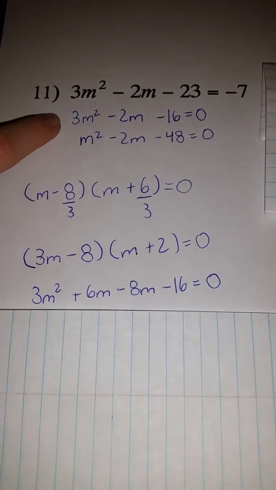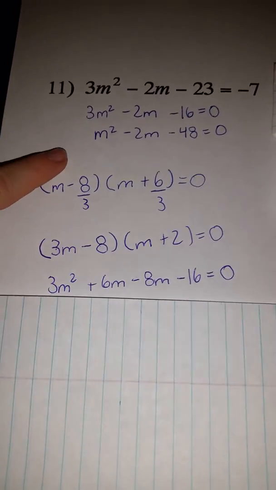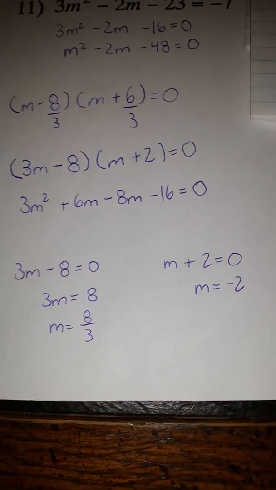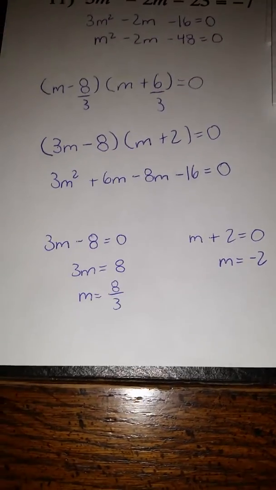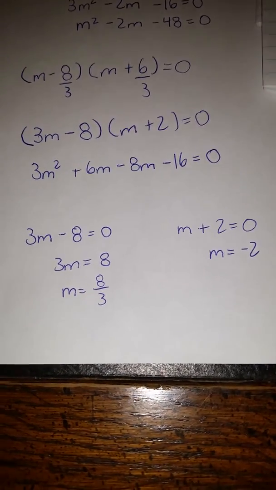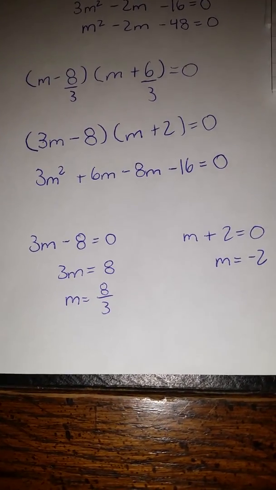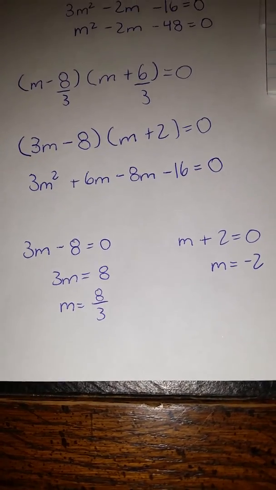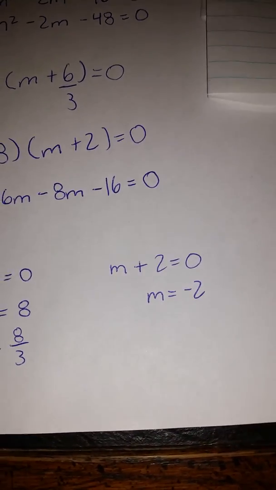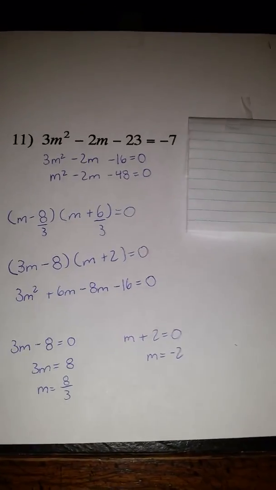So then you know, since they match up, because if you add 6 minus 8, that gets you the negative 2. So they match. Now if we were to solve it and put both the parentheses equal to 0, you would get 3m minus 8 equals 0. You'd have to add the 8 to the other side. So then you'd have to divide by the 3, and that gets you 8/3. And then you do m plus 2. That's easy. You just subtract the 2 from the other side. And that is how you factor number 11.